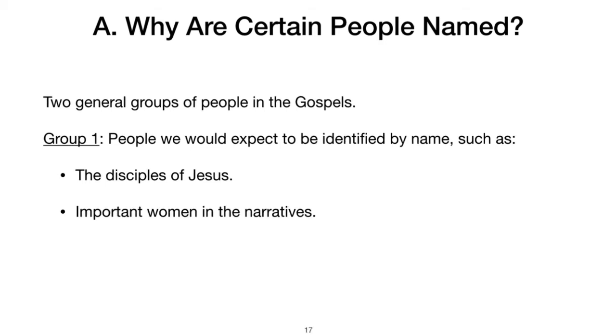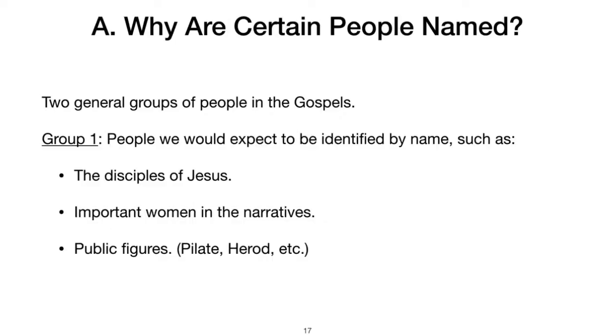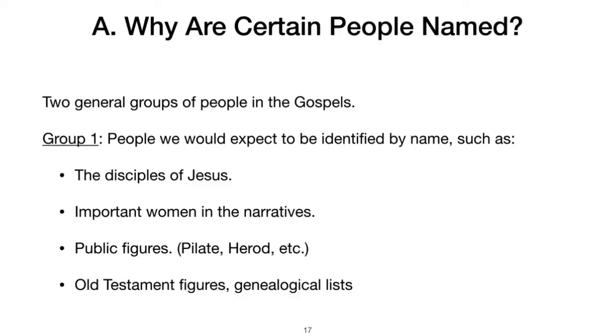Important women in the story. There are certain women in the Gospels who play a very important role, like the women at the tomb, so it would be reasonable to expect that they would be named. And of course, there are public figures that everybody would know and identify with. So Caesar, or Pilate, or Herod. These are all people that would fit in this first category that you would expect to be named. And whenever they're referring to Old Testament figures or genealogies, you would expect them to give us the name.